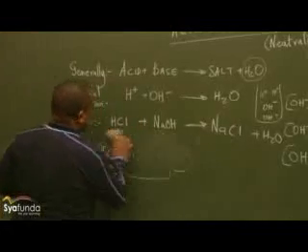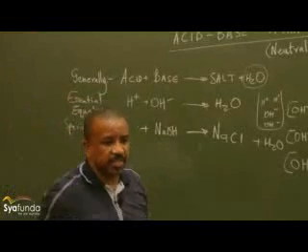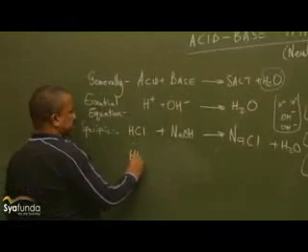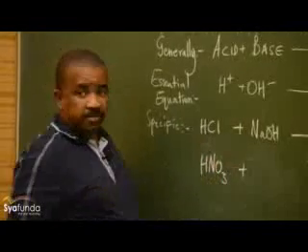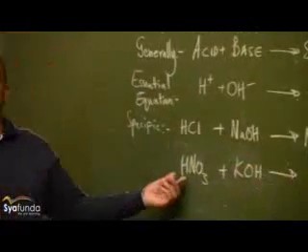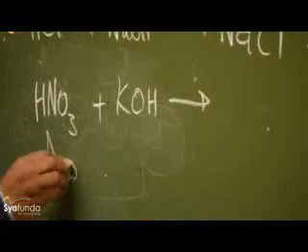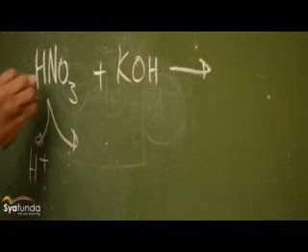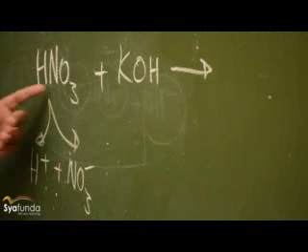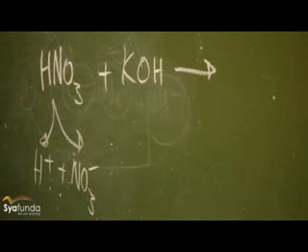Let's take another example. Let's say you take nitric acid, and a base, we have potassium hydroxide. If you take nitric acid and you have potassium hydroxide, obviously, in nitric acid, what do we have? We have H plus and NO3 minus. From an acid, we remove H plus, and what remains is the negative ion, NO3 minus.